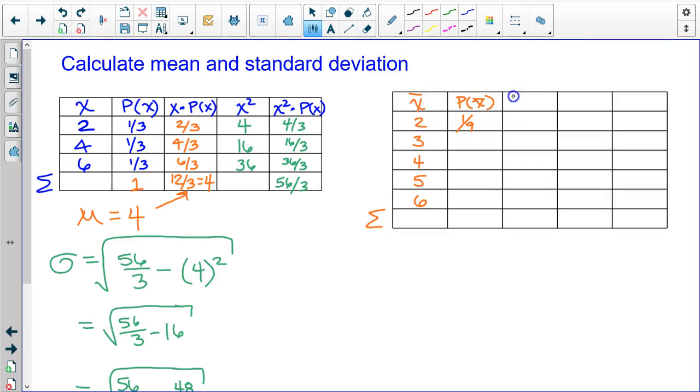So then what's going to be next? X bar times P of X bar. And then what's going to be next? X bar squared. And then the last column? Very good. X bar squared times P of X bar. Exactly.